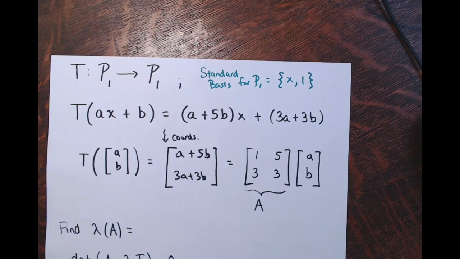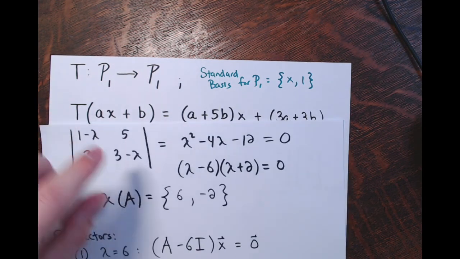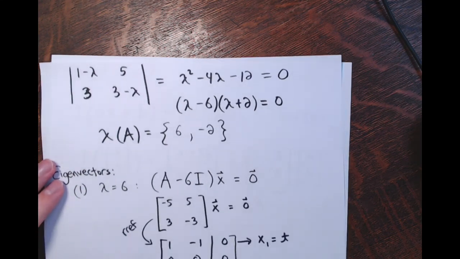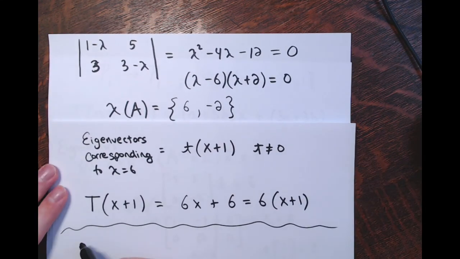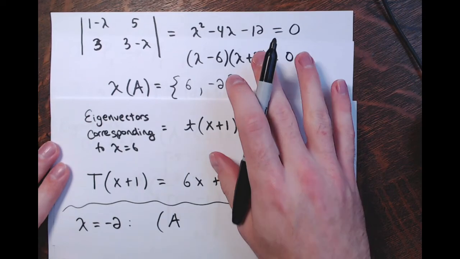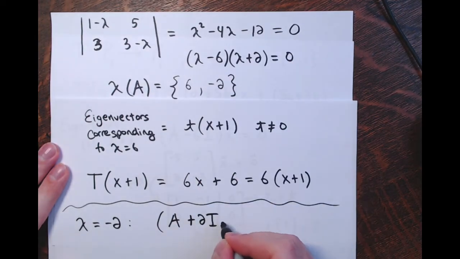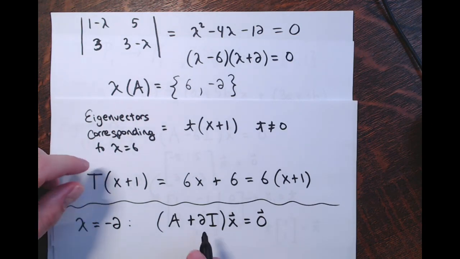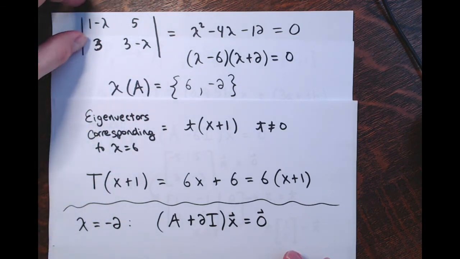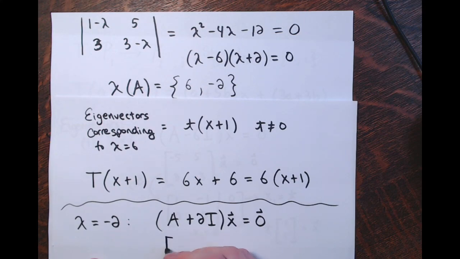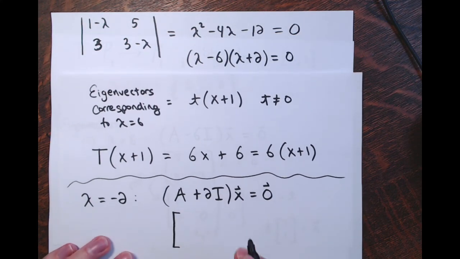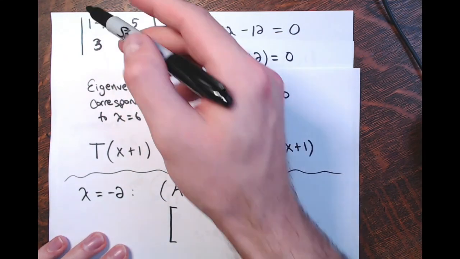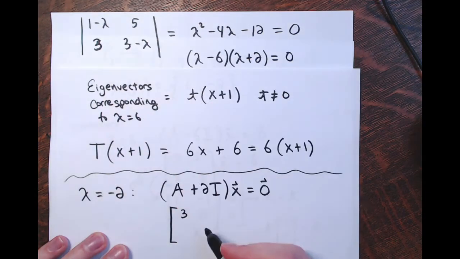Now the other eigenvalue was negative 2. So let's do the same thing for lambda equals -2. I'm solving this equation: A minus lambda I, so A plus 2I times x, when is this equal to the 0 vector? So I'm just going to be subtracting -2 down the main diagonal of A. So 1 minus -2, 1 plus 2, or 3, and then 3 plus 2, 5.